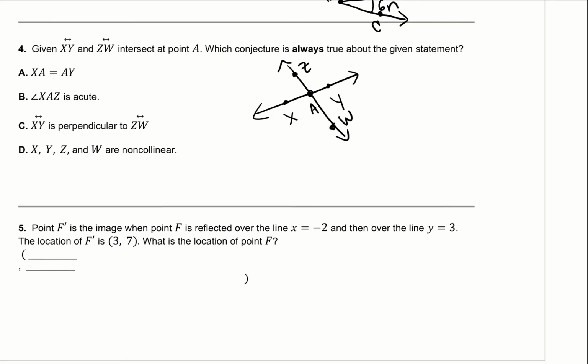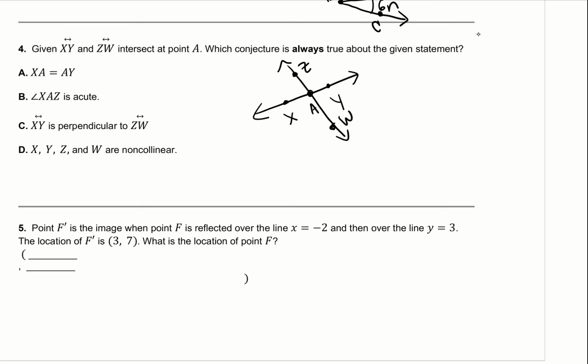Now this is just one of many pictures. You can draw many different pictures from many different diagrams from this description here. And so it's saying which conjecture is always true. So is it always true that XA is equal to AY? So is it always true that this distance is the same as that distance?